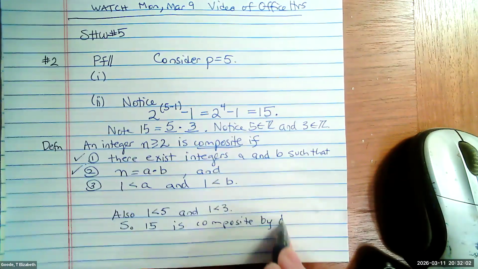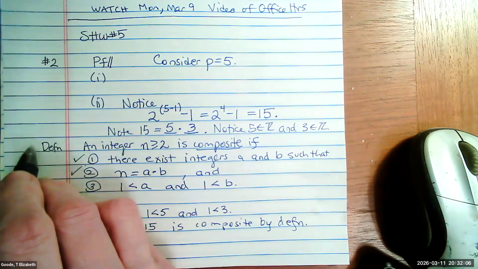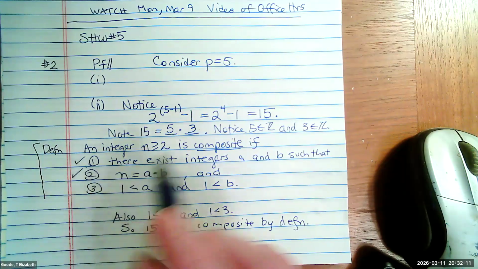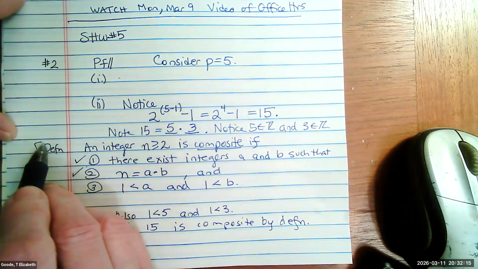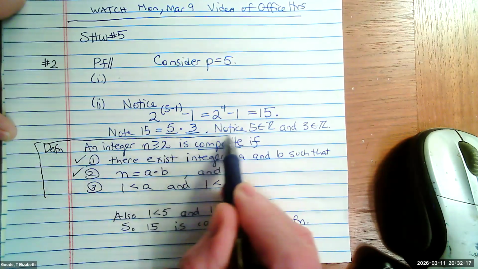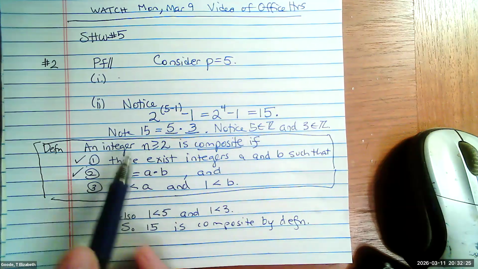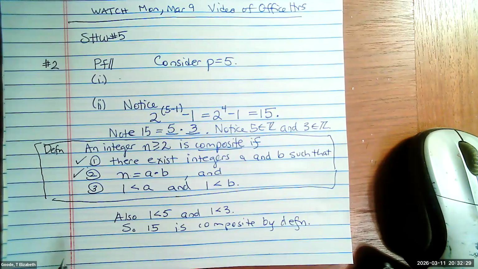So what's the lesson to learn here? The lesson to learn here is you have to refer to the definition. You did very nicely when you verified that p was prime. I know you looked at the definition of prime, didn't you? Yes, ma'am. Well, to verify that something is composite, you have to look at its definition, and that's a 3-part definition, okay?